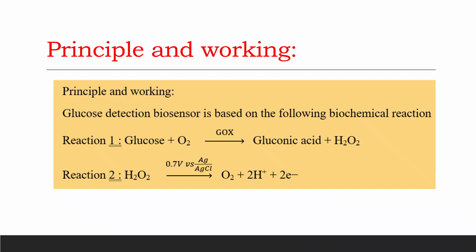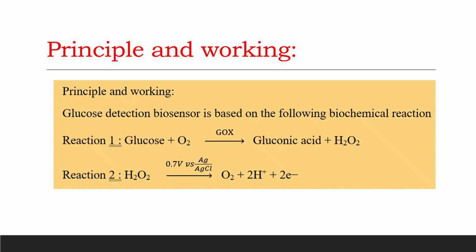The principle behind the glucose sensor is, first, glucose undergoes an oxidation reaction in the presence of GOX to form gluconic acid and hydrogen peroxide. So we are going to sense this hydrogen peroxide. This decomposes at the potential of 0.7 volt versus a silver chloride reference electrode. So oxygen is formed, and 2H plus ions and 2 electrons are released.